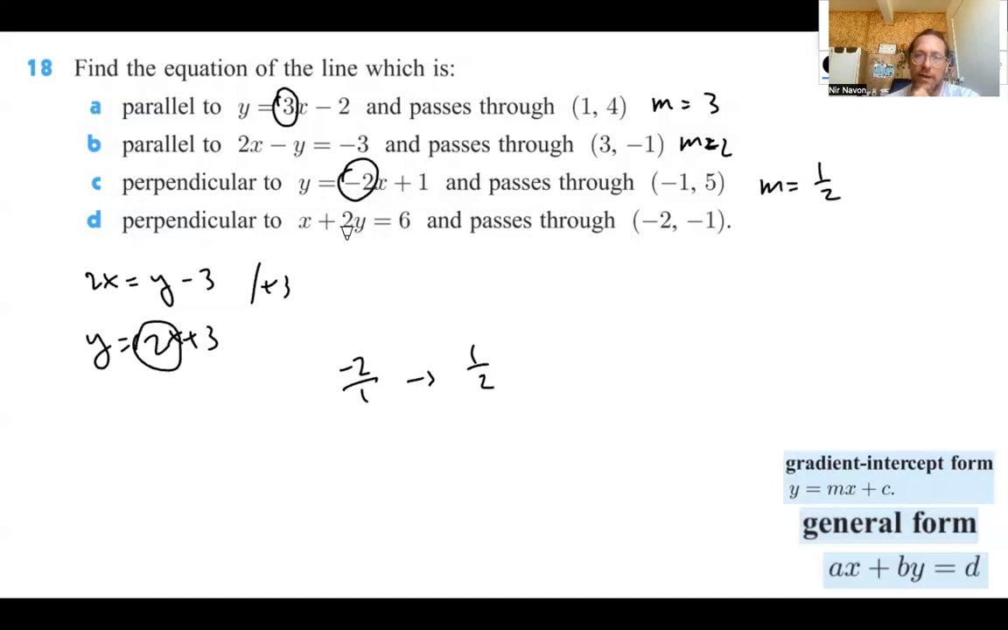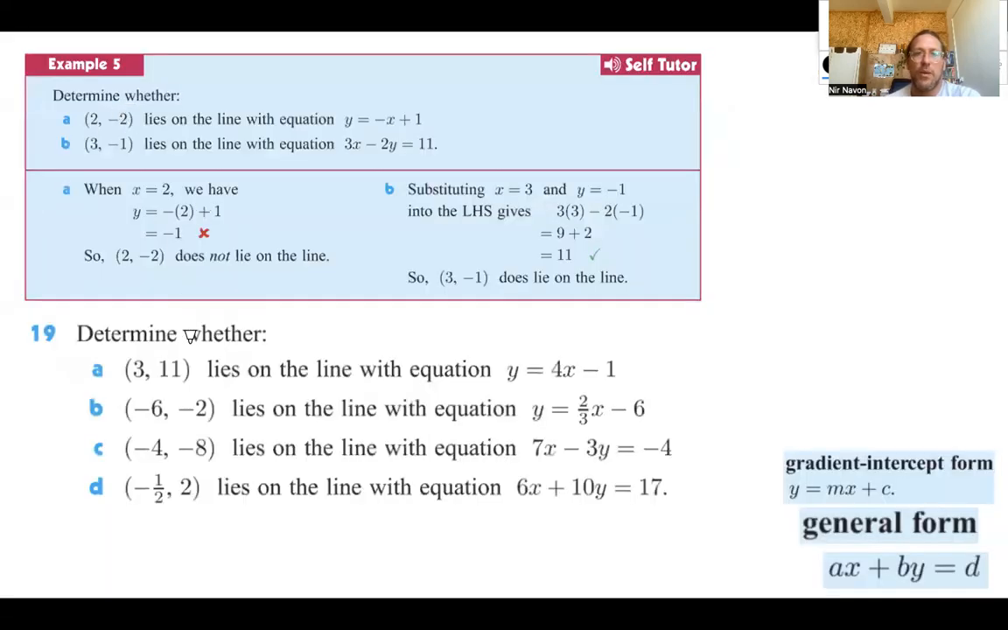So here you need to first change it into gradient-intercept form, then find the gradient, and you have a point. Now determine whether a point lies on the equation. To see if the point lies on the equation, all we need to do is substitute 11 for y and 3 for x. So is 11 equals 4 times 3 minus 1? 12 minus 1, yes, 11 equals 11. So the point (3, 11) lies on the line.